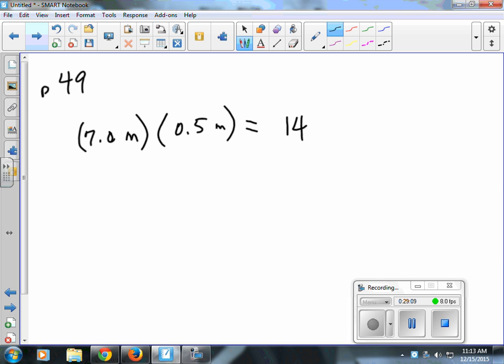14, 14 what? Meter squared. Meter times a meter, meter squared. Okay, how many sig figs do we round this to? 1, good. Remember, if it's multiply or divide, you look at how many sig figs are in your measured quantities. We got 2 sig figs here, and 1 sig fig there, so we need to round that.